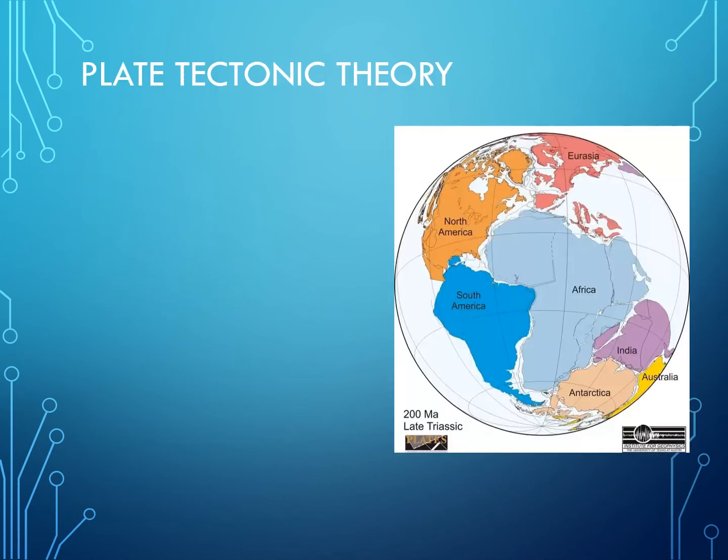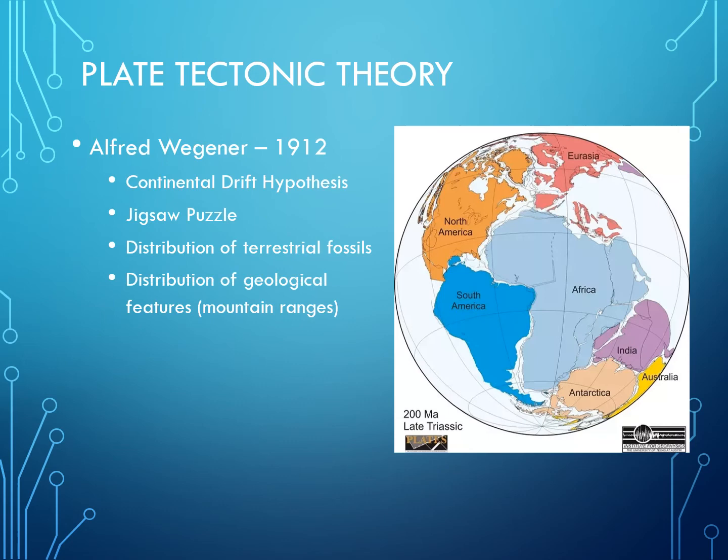Now that we've covered our science basics, if you will, we will move on to our first earth science topic, plate tectonics. One of the most important discoveries made through the use of the scientific method was the theory of plate tectonics. In 1912, Alfred Wegener, a German scientist, proposed the continental drift hypothesis.